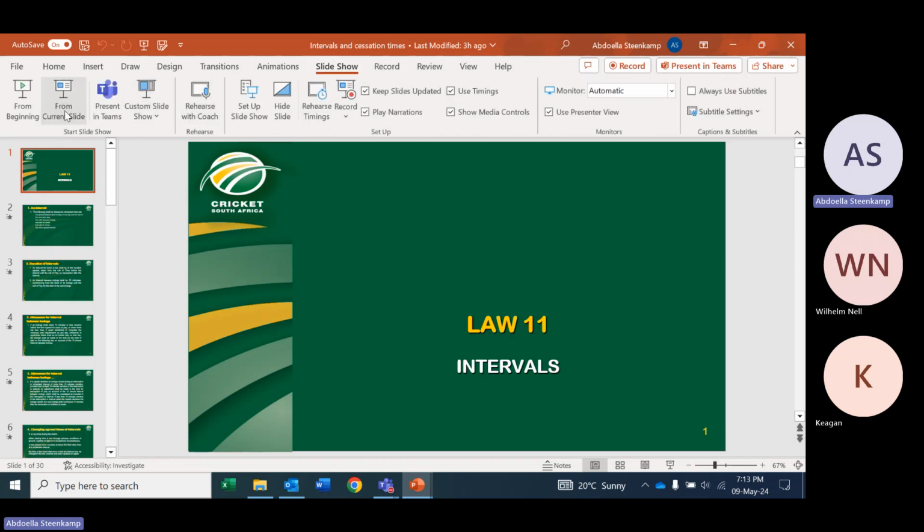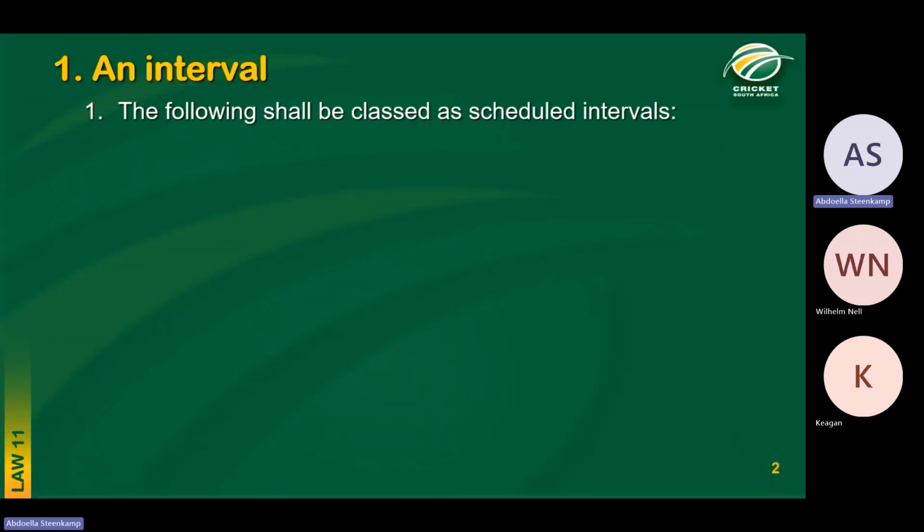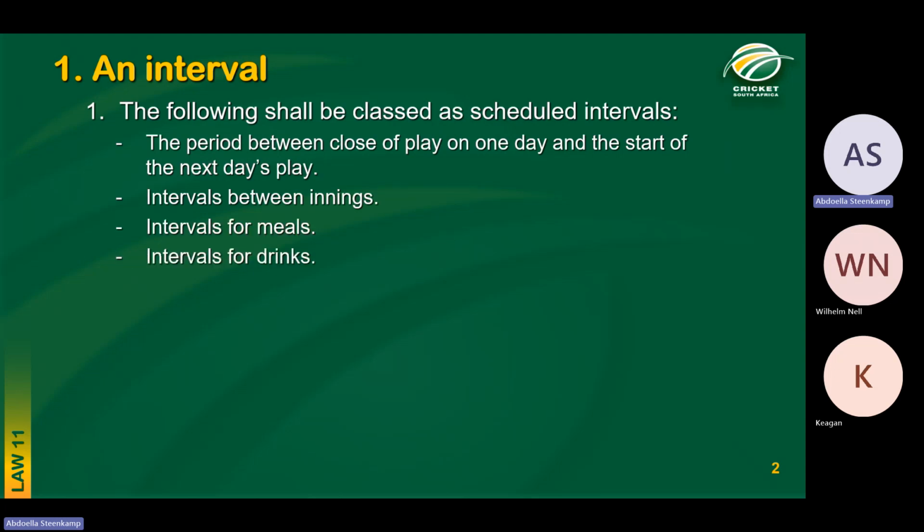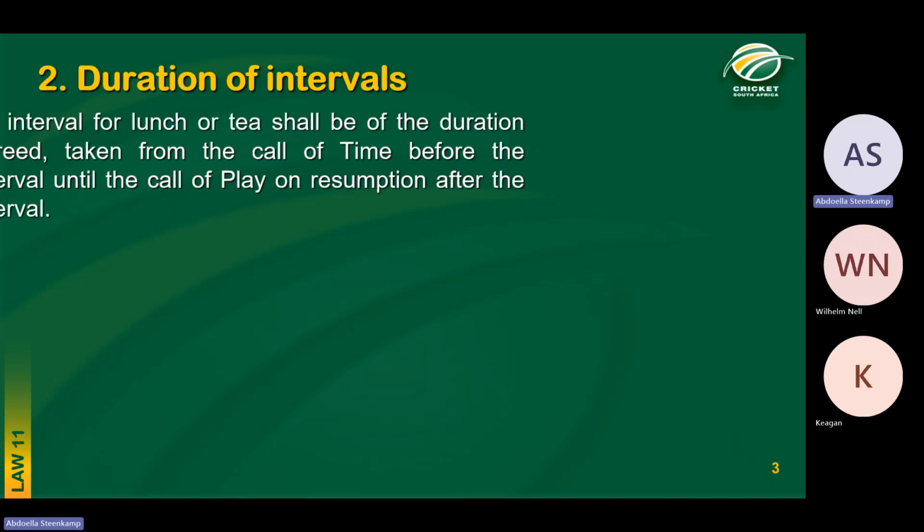So when it comes to intervals, there are 5 examples of scheduled intervals. A period between close of play on one day and the start of the next. Your interval between innings is a scheduled interval. Interval for meals, which is your tea and your lunch. Your interval for drinks, and any other agreed interval. These are 5 examples of scheduled intervals.